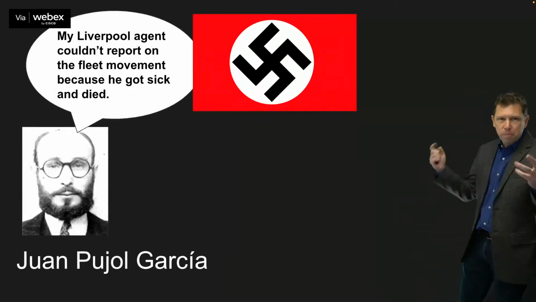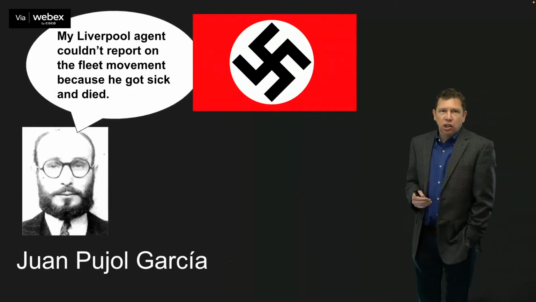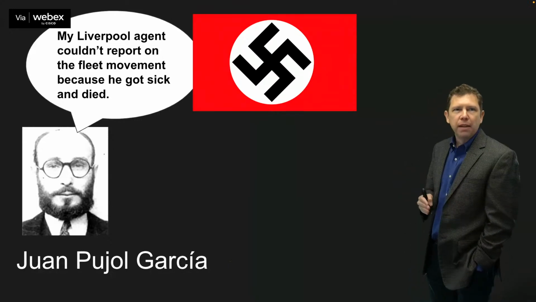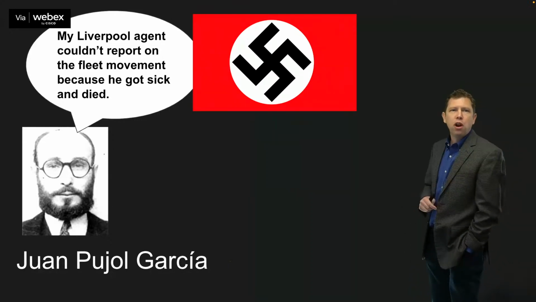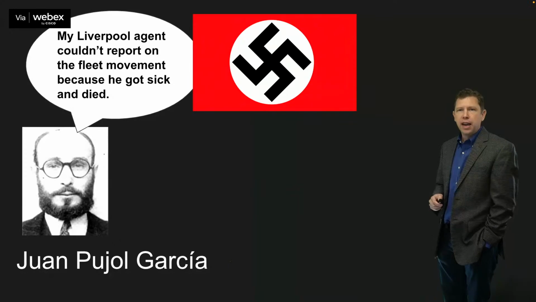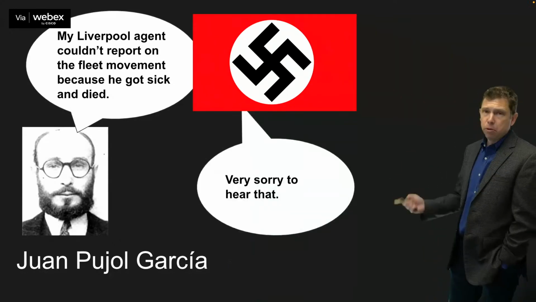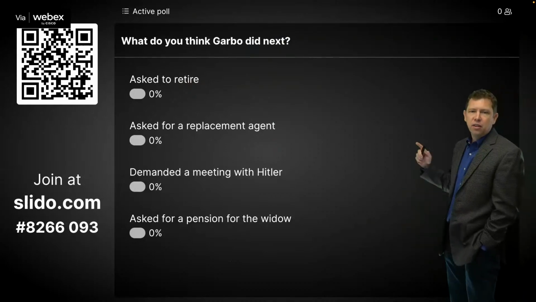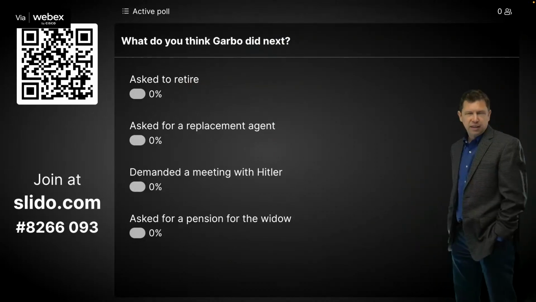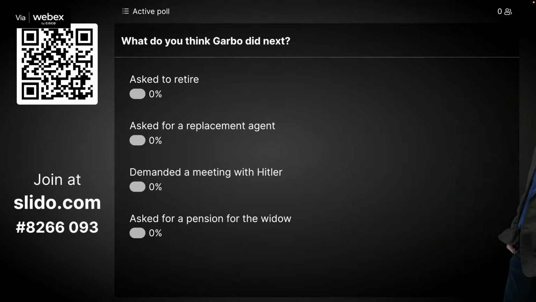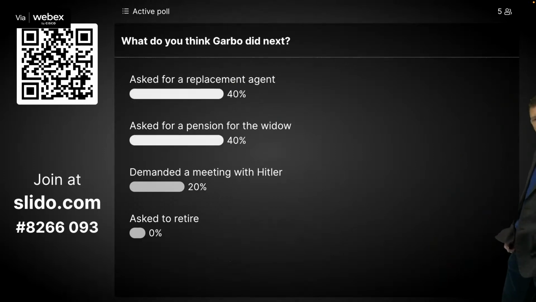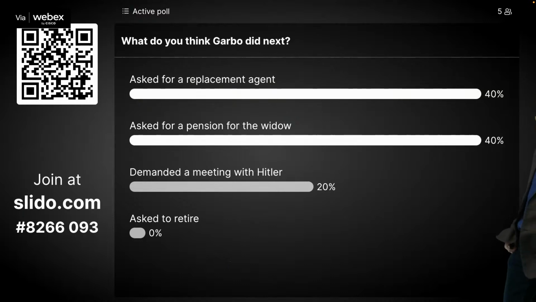Okay, so back to Pujol. Garbo, I'm going to call him Garbo. My Liverpool agent couldn't report on the fleet movement because he got sick and died. The Nazis are saying, I'm very sorry to hear that. And then Pujol comes back and says, what do you think he did next? Did he ask to retire, ask for a replacement agent, demand a meeting with Hitler, or ask for a pension for the widow?